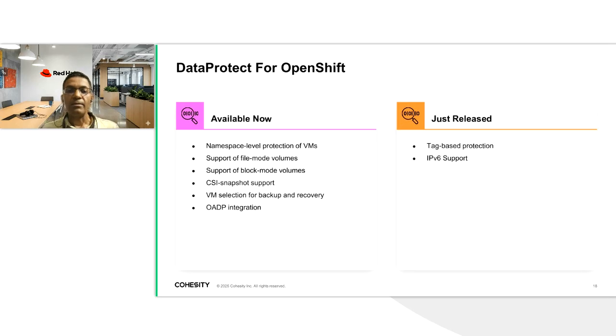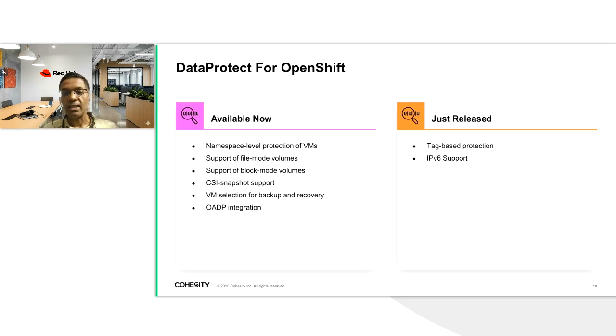What's out fresh from the oven essentially is tag-based protection. So you can choose to select your VMs by the tags they are associated with, giving you even more control over what you can protect from your estate.